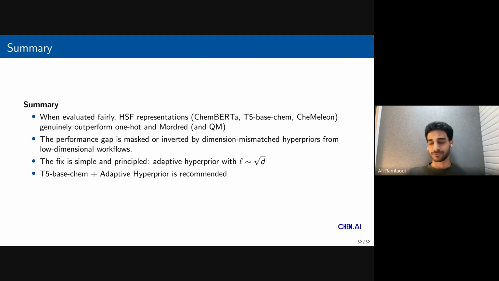Maybe a more intuition-based question: when you were using hidden space features in high dimension, were you observing that it doesn't work, and how did you go from it doesn't work for Bayesian optimization to it's a problem of the hyperprior and not the hidden space features themselves?